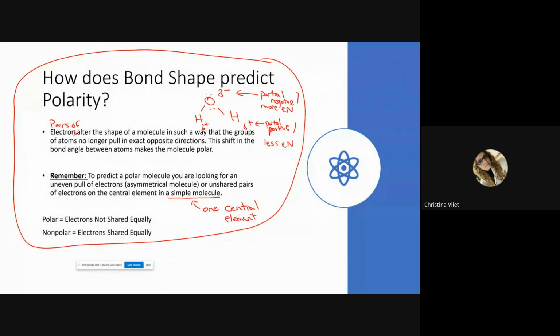So what we're going to be looking at today is 3 different forces of attraction between molecules. So the question is, how are molecules attracted to each other? And there are many forces. We're going to be looking at 3 of them today.